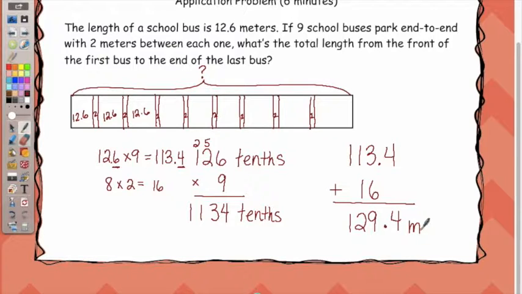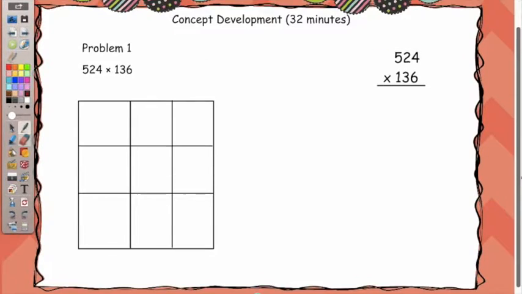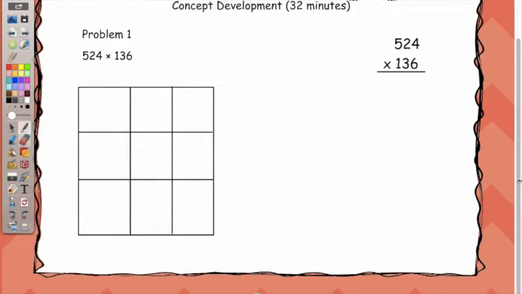All right. Do the bottom problem by ourselves. No, we're going to talk through it because it's a little different. How is this problem different from the ones we've been doing? It has three-digit numbers. It has 3 digits on the top and 3 digits on the bottom. Okay, so let's break these apart. I don't have a lot of room to do it on my paper, so I'm going to do it up here. 500 plus 20 plus 4 and 100 plus 30 plus 6.